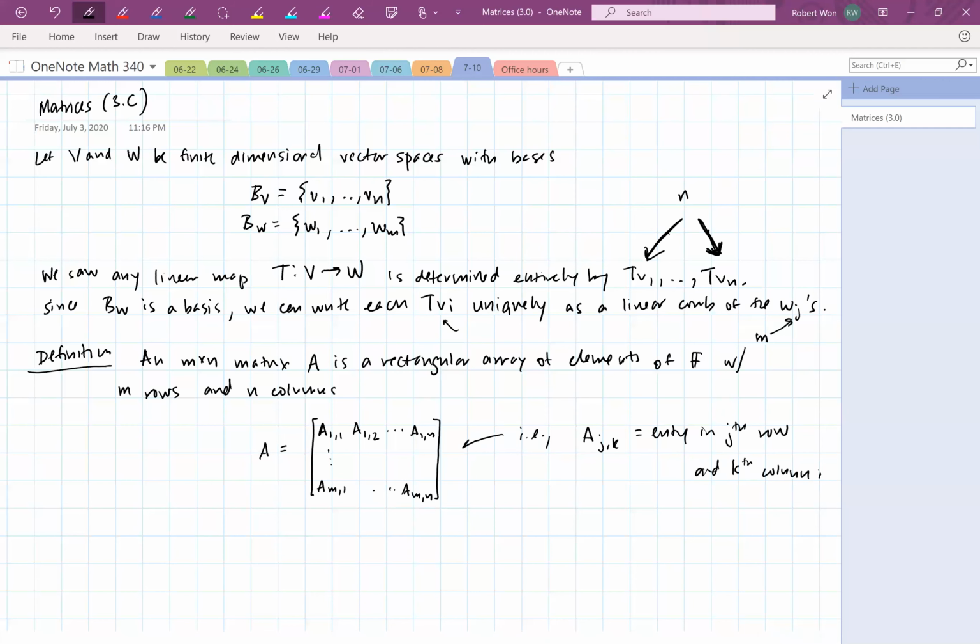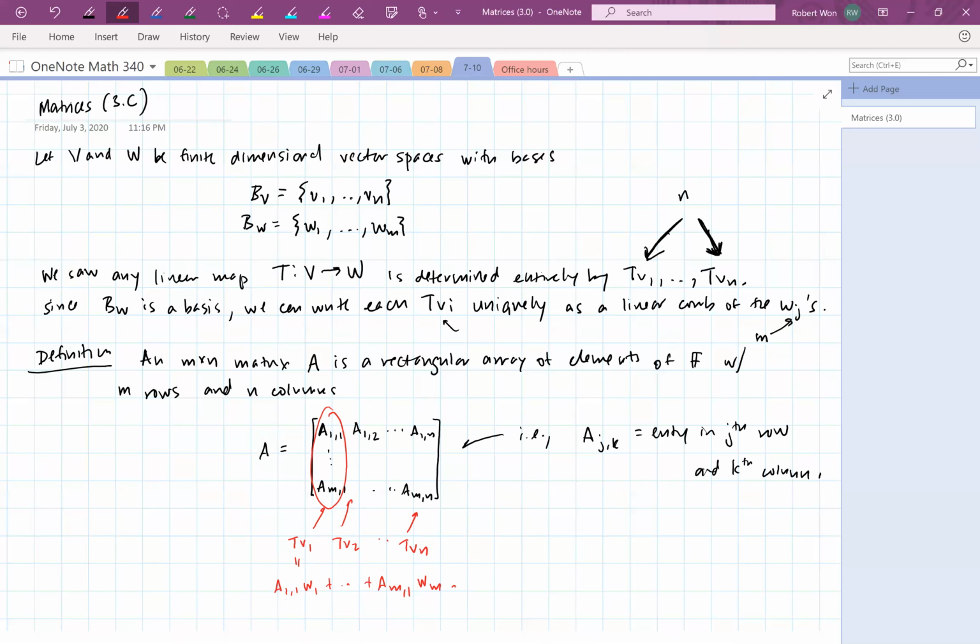Okay, and basically the way that we're going to set this up is each column is going to contain the data for one of these TVIs, right? There's n columns. And each of these columns consists of m scalars. These m scalars are going to be the scalars that you need to write the TVI in terms of the WJs. Right, so that's how we're going to store the m times n pieces of information.